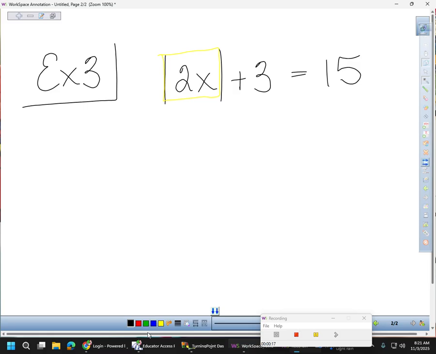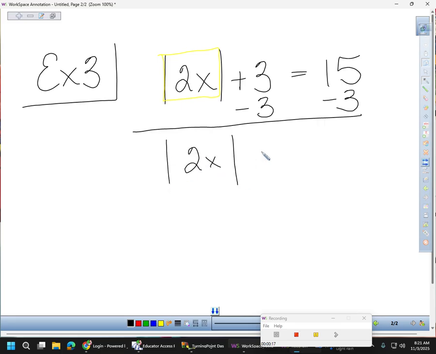How do I get rid of the 3? It's plus 3 right now. Yep, take away 3 from both sides. All right, so on this side I have the absolute value of 2x is equal to 15 minus 3 is 12. So now the absolute value is isolated.